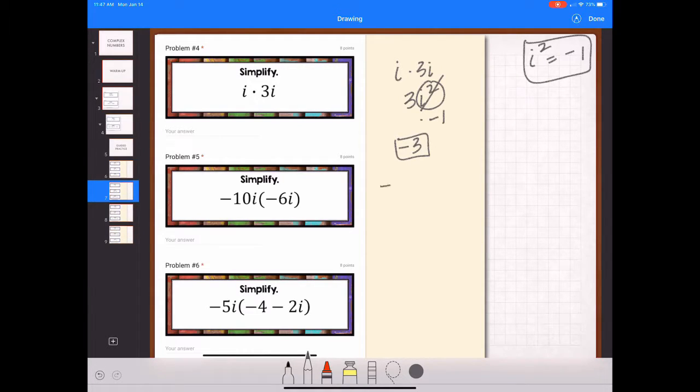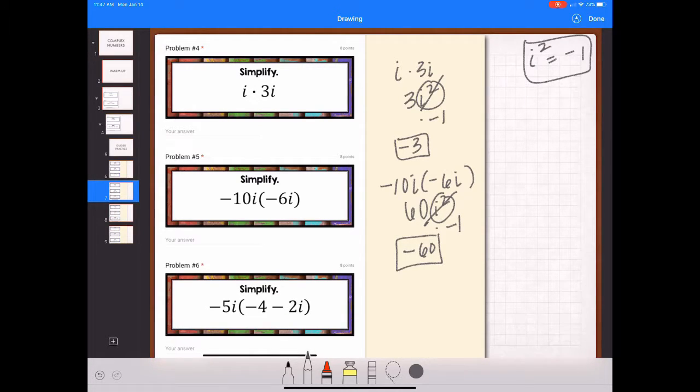Problem number 5. Negative 10i times negative 6i. Negative 10 times negative 6 is 60. i times i is i squared. i squared, replace it with negative 1, multiply. 60 times negative 1 is negative 60.